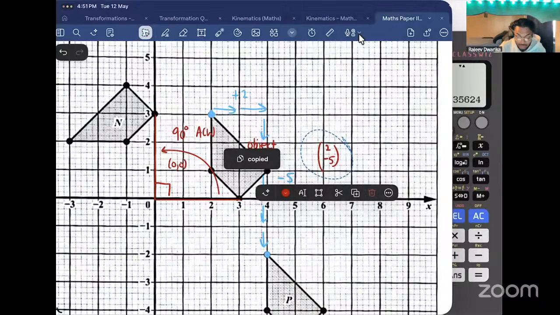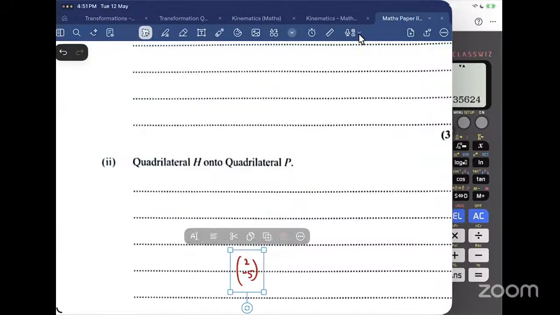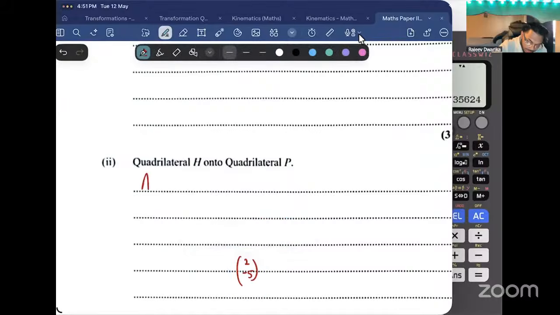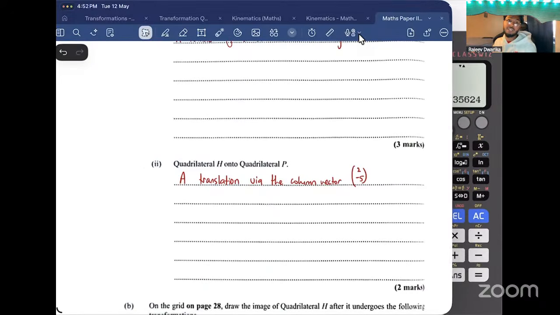That was easy marks. So you would say a translation via the column vector 2 minus 5. That's all. You have to say that it's a translation and you have to say the column vector that did the translating.